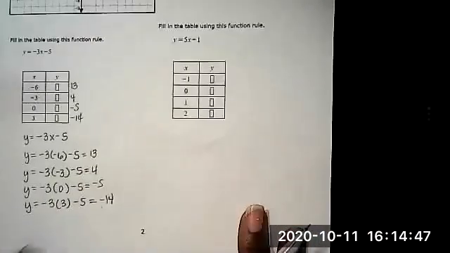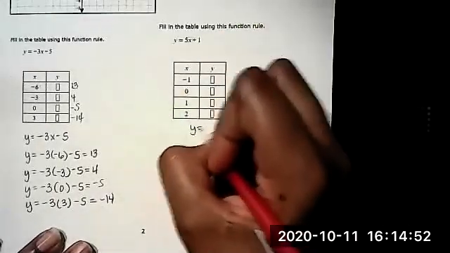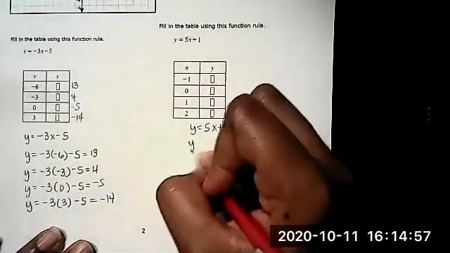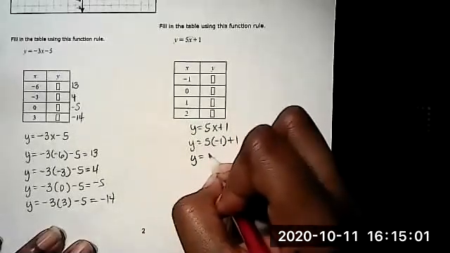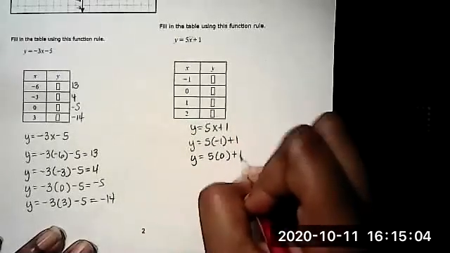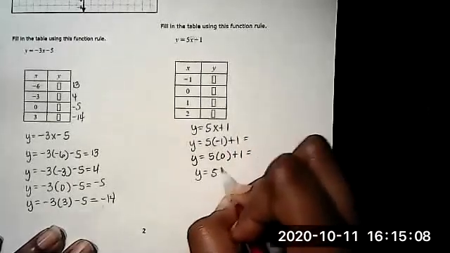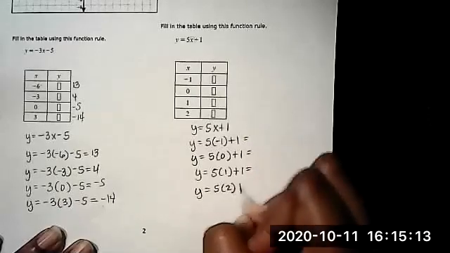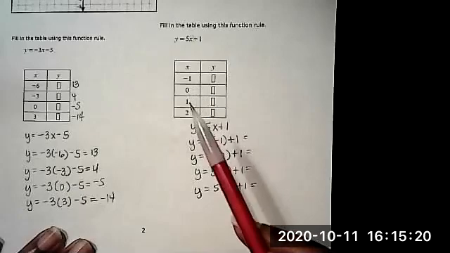All right, so here, same situation. You're going to replace x. So y equals 5x plus 1. You're going to replace x with all of these numbers. So y equals 5 times negative 1 plus 1. Y equals 5 times 0 plus 1. Y equals 5 times 1 plus 1. And y equals 5 times 2 plus 1. All you're doing is replacing x in this situation with first negative 1, then 0, then 1, then 2.